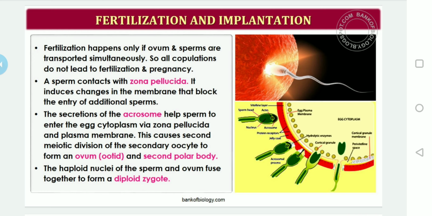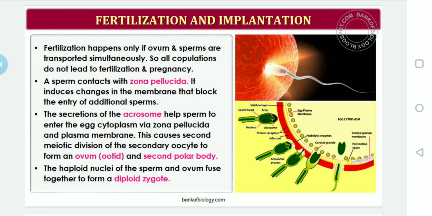Did you get it? Yes. And here is the secretion of the acrosome. Remember I told you the tip of the sperm contains lytic enzymes, isn't it? So this secretion of the acrosome helps the sperm to enter the ovum through the zona pellucida and the plasma membrane. This induces the completion of the meiotic division of the secondary oocyte. The second meiotic division is also unequal and results in the formation of the secondary polar body and a haploid ovum.